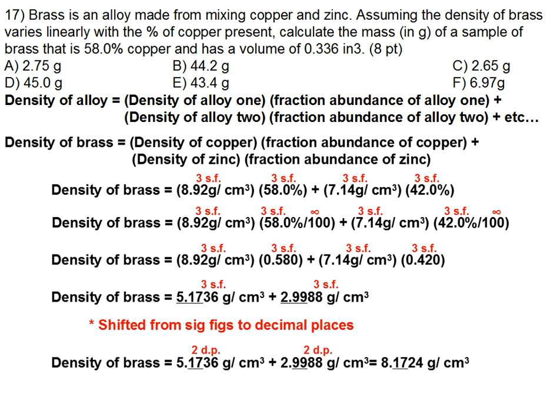And after we add, we're left with 8.1724 grams per centimeters cubed. And this would be in 2 decimal places, 3 significant figures. Notice that this is not our final answer because our final answer is to calculate the mass in grams of the sample of brass. And notice that we have the units grams over centimeters cubed. This can serve as our conversion factor when going from volume to mass. So what we found is not the final answer. And since it is not the final answer, we do not round off until the end.